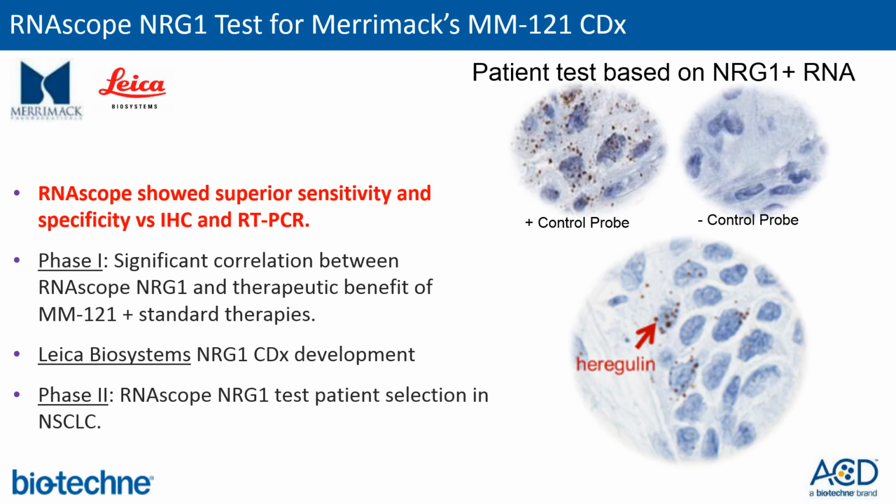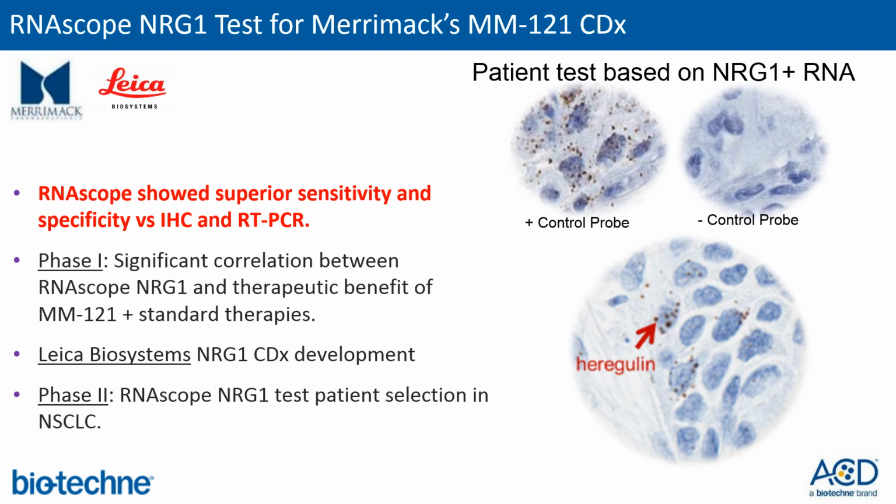Another example was a biomarker assay we developed for Merrimack for their anti-ERBB3 therapeutic program. In this case, the biomarker that they identified as most effective in identifying patients was the ligand of ERBB3, which is heregulin. This is a secreted protein, so IHC was essentially out of the question. They were not going to be able to reliably detect heregulin expression by IHC in these tumor biopsies.